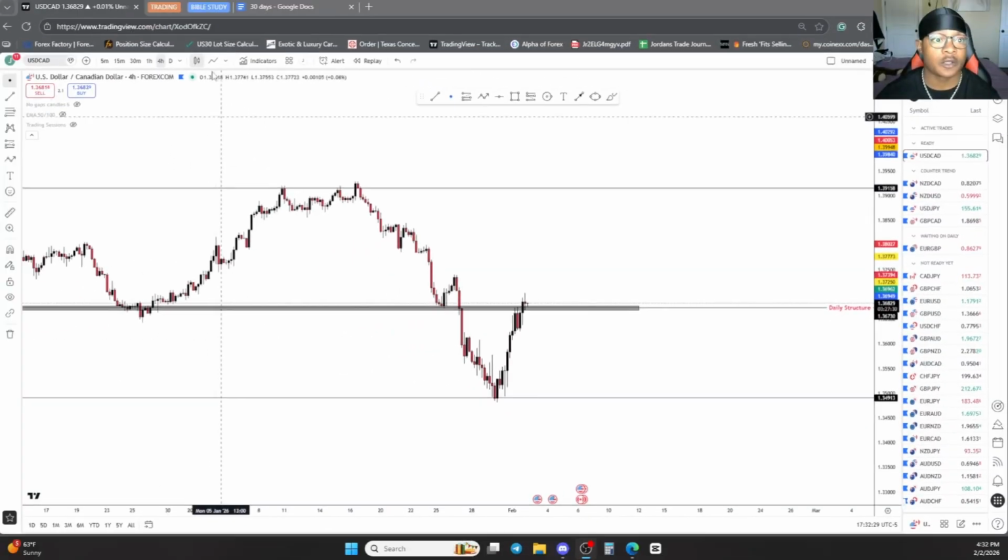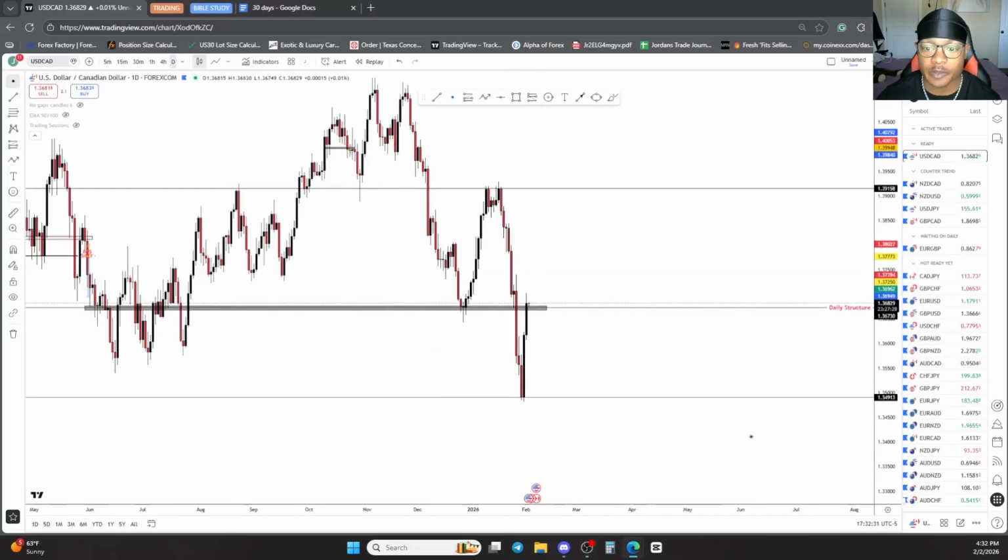So what I'm about to do is hop over to the setup and break down this chart for y'all, so y'all can see what I see, what I know, and why I want to enter. So let's get into the chart so I can do that, and then we'll talk about all the extra stuff after. Give me a second. All right, y'all. So USD CAD is the pair I'm looking at.